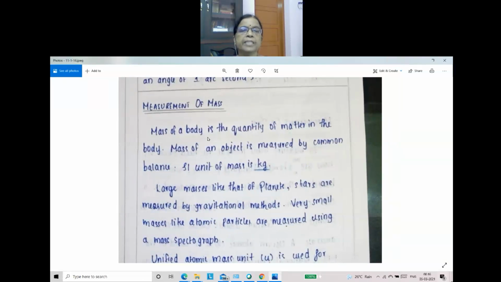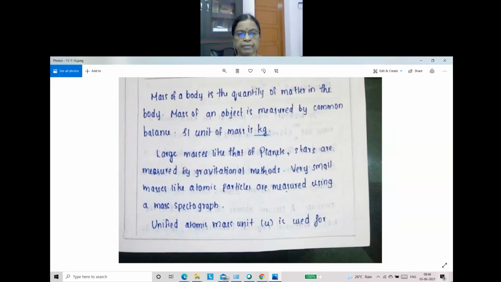Measurement of mass. Mass is measured with a common balance, and its unit is kilogram. Large masses like those of planets and stars are measured by the gravitational method, the universal law of gravitation. Very small masses like atomic particles are measured using mass spectrography.